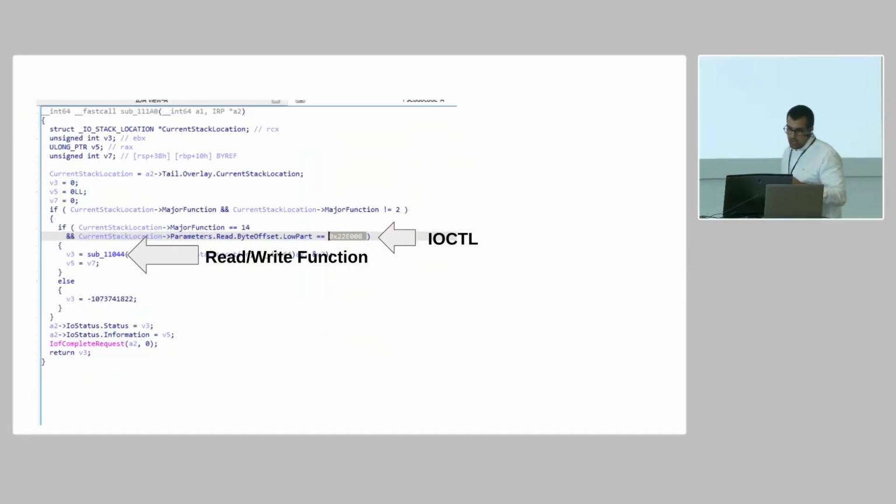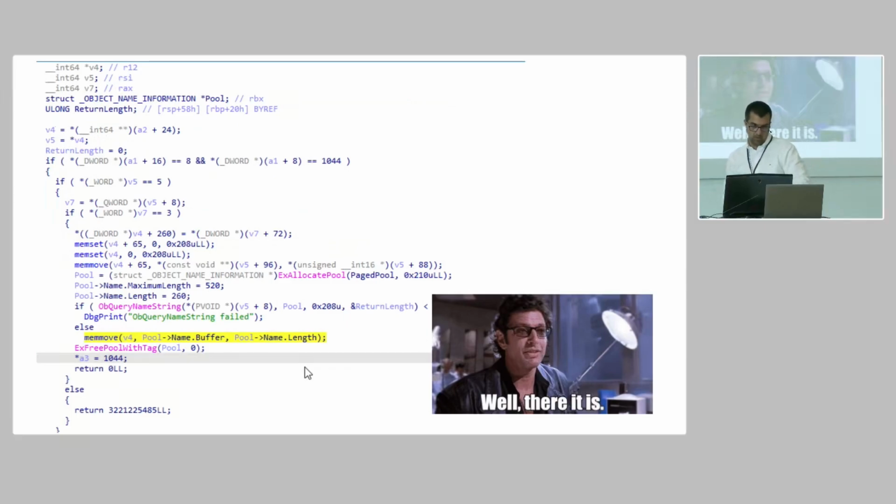All right, and this is a reversing of that function specifically, and you can see that inside sub 111A0, you have the IOCTL code that is going to select that one. It's going to check if it matches. If it matches, then it's going to just go there. It's going to go to 11044. All right, and we found the memmove.